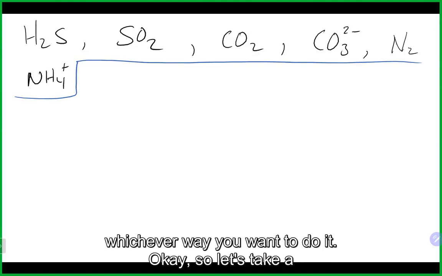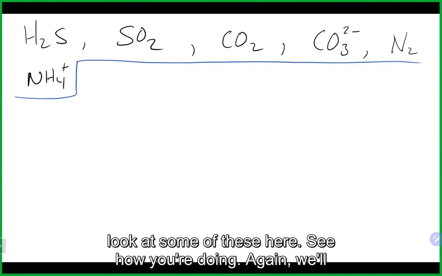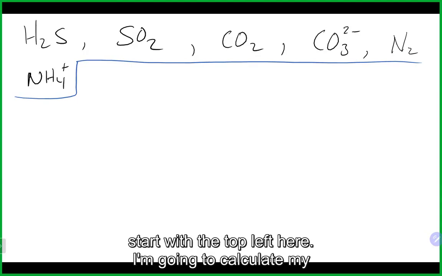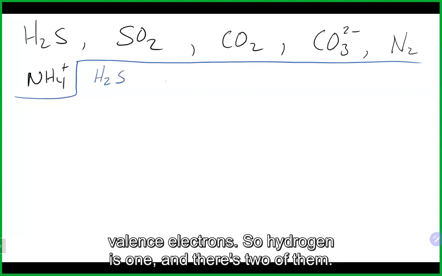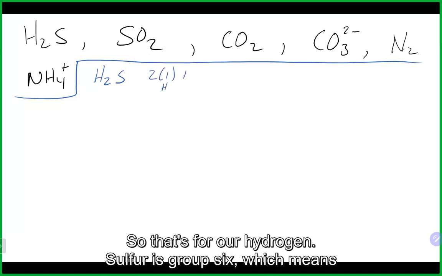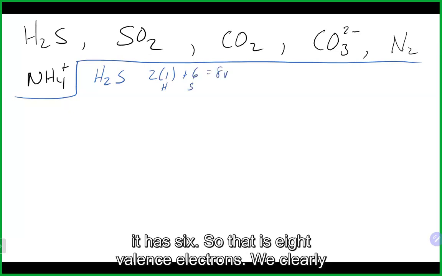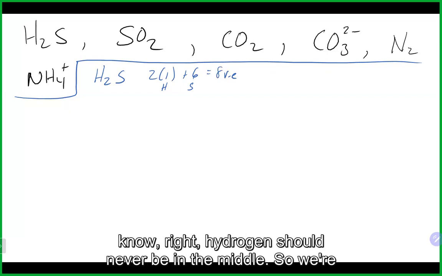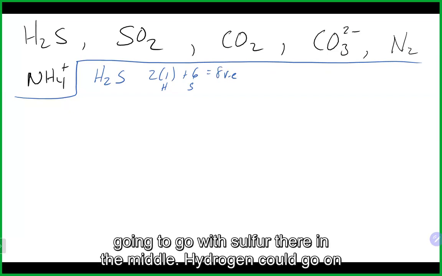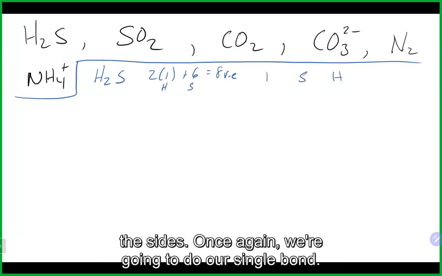Okay, so let's take a look at some of these here, see how you're doing. Again, we'll start with the top left here. I'm going to calculate my valence electrons. So hydrogen is 1, and there's 2 of them. So that's 2 for our hydrogen. Sulfur is group 6, which means it has 6. So that is 8 valence electrons. We clearly know hydrogen should never be in the middle. So we're going to go with sulfur there in the middle. Hydrogen could go on the sides. Once again, we're going to do our single bond.